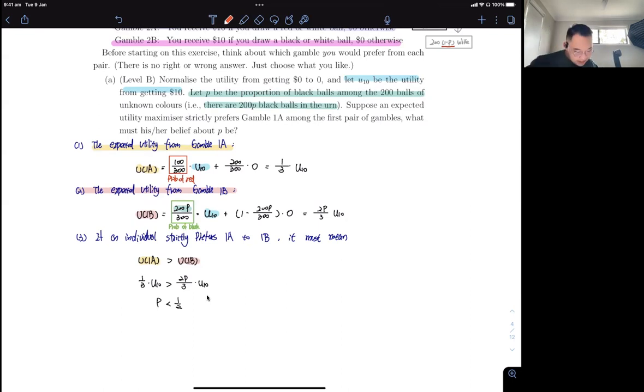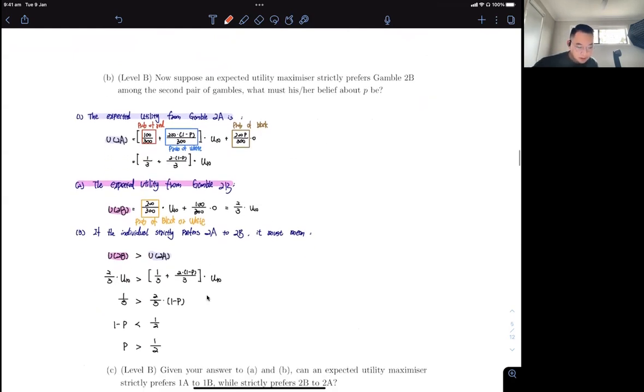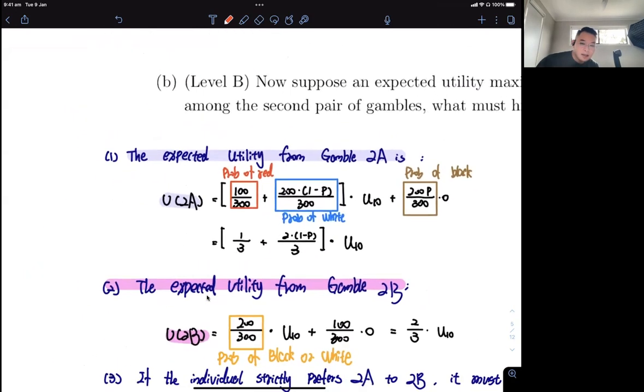Yeah, thank you guys. Let's look at question B. Now suppose an expected utility maximizer strictly prefers gamble 2B. We need to do exactly the same for the second pair of gambles. Again, all we need to do is calculate the expected utility for gamble 2A and gamble 2B. Because we know she strictly prefers gamble 2B, we know 2B will be bigger than 2A, then we can solve for P.